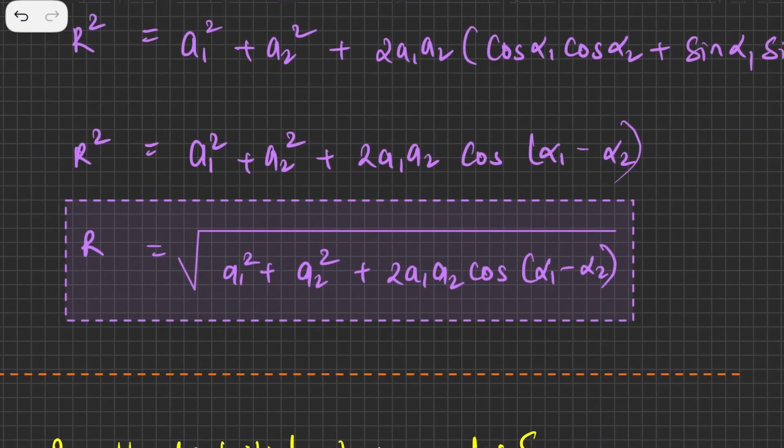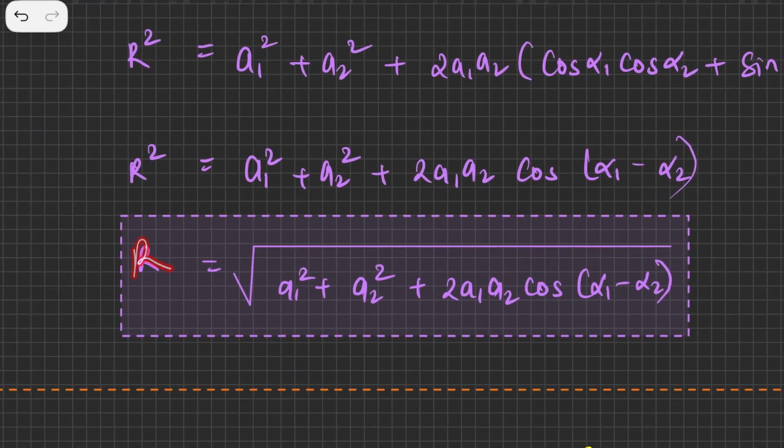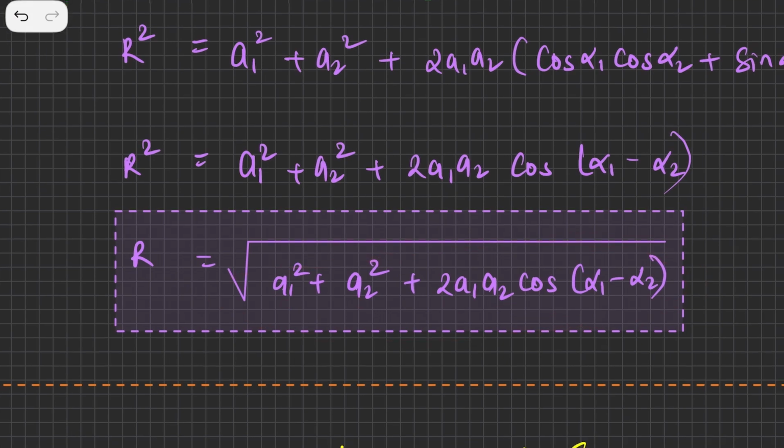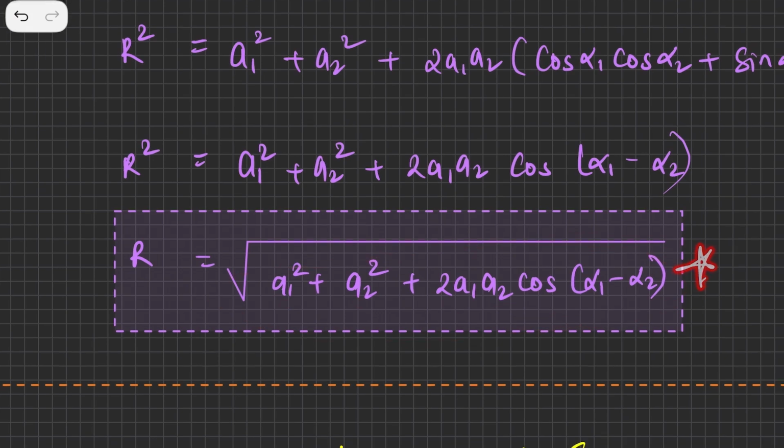Now I don't want r square, we want r, so we'll take the root. Once we take the root, you have the square root of a1 square plus a2 square plus 2 a1 a2 cos of alpha 1 minus alpha 2, as it is, no change. So this becomes my resultant amplitude.